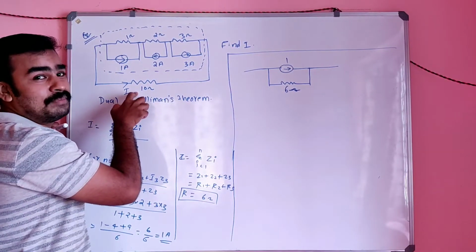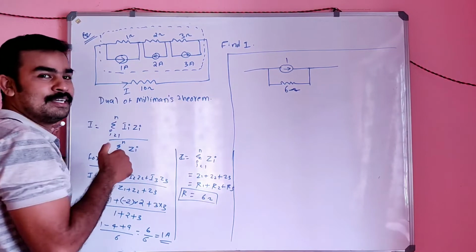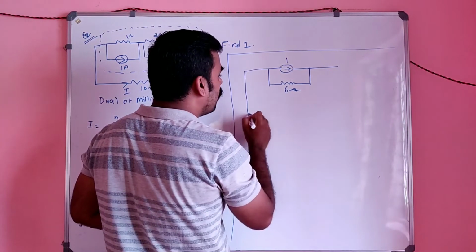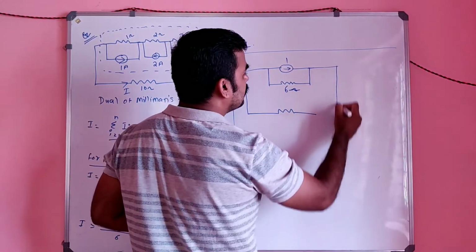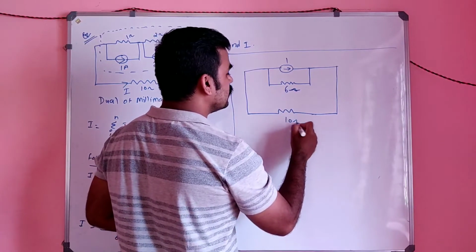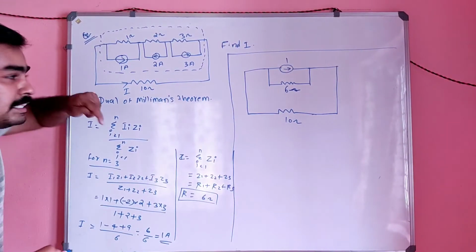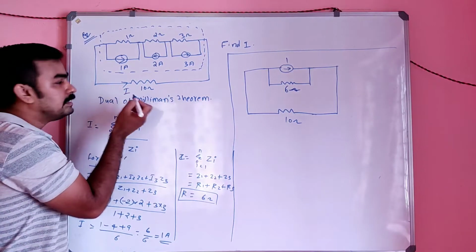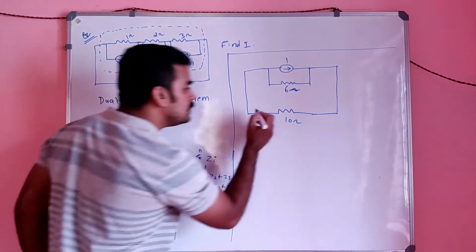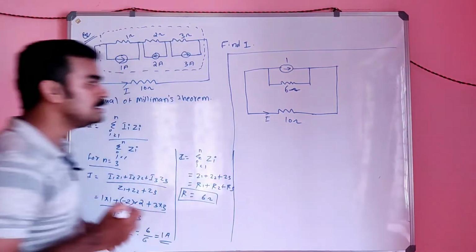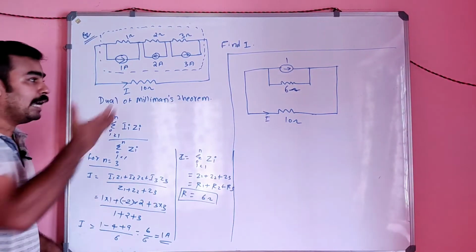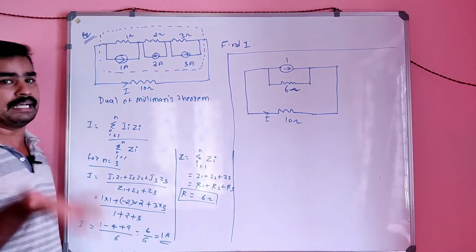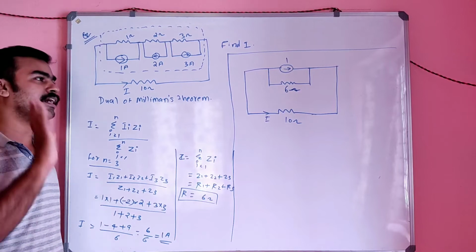There is 10 ohm as a load. So how can we find that? This whole combination is connected across this 10 ohm. And it is given in the question that through this 10 ohm the current is in this direction. That we can't alter or change, because it's already given in the question that the current is in this direction.